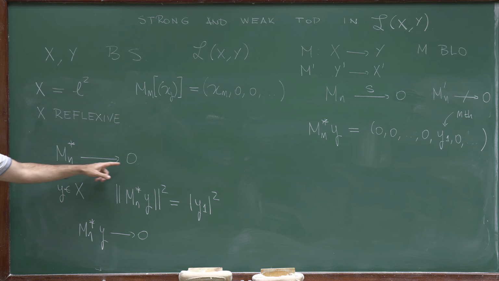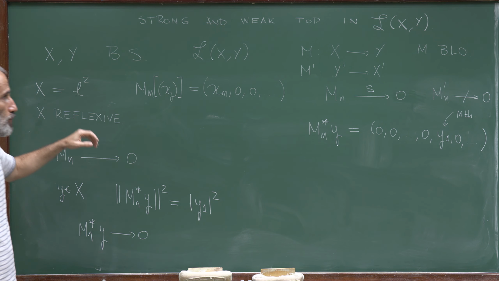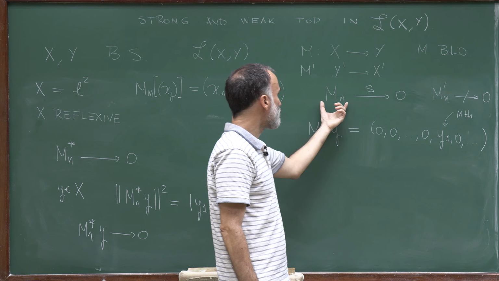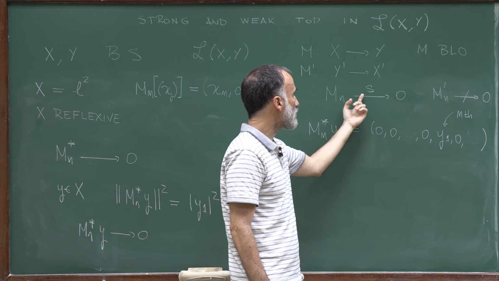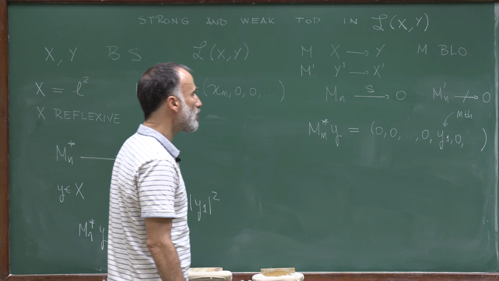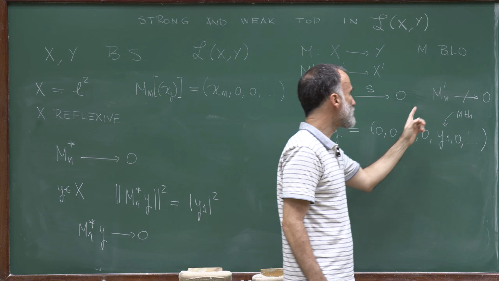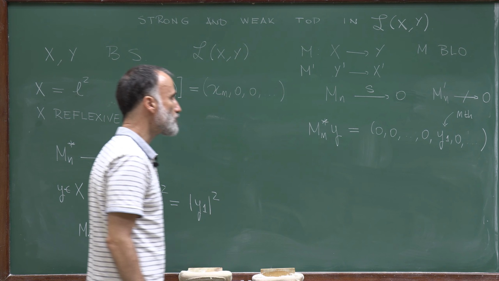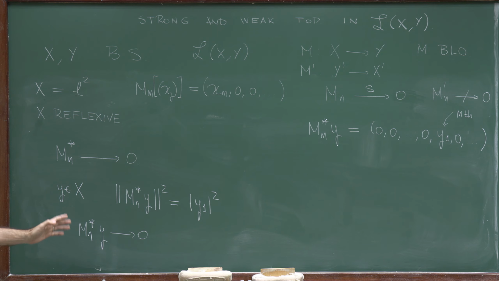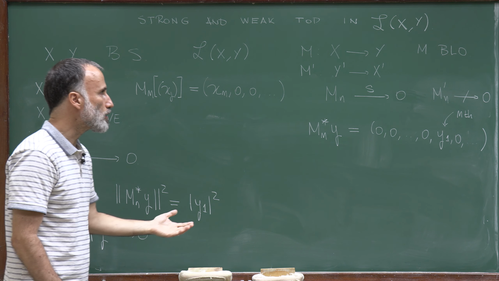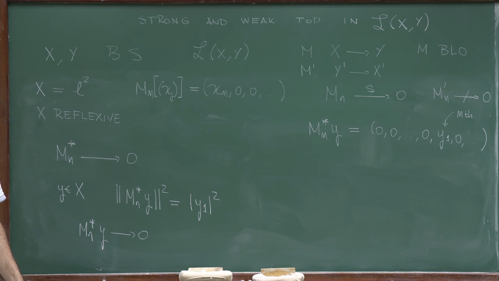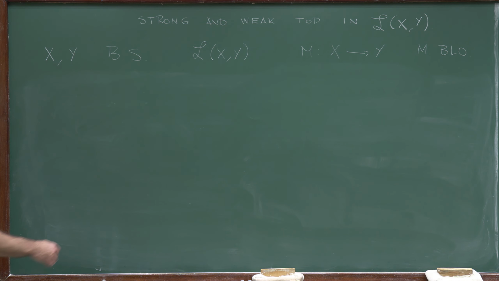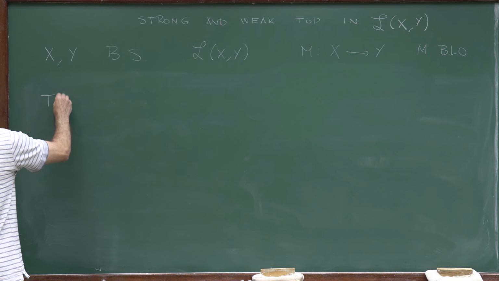So Mn star does not converge strongly to 0, and we have an example in which we have a sequence of bounded linear operators which converge strongly to 0, but their dual does not converge strongly to 0. So the lemma is false if we replace weak convergence by strong convergence. So let me complete this lecture with a theorem.